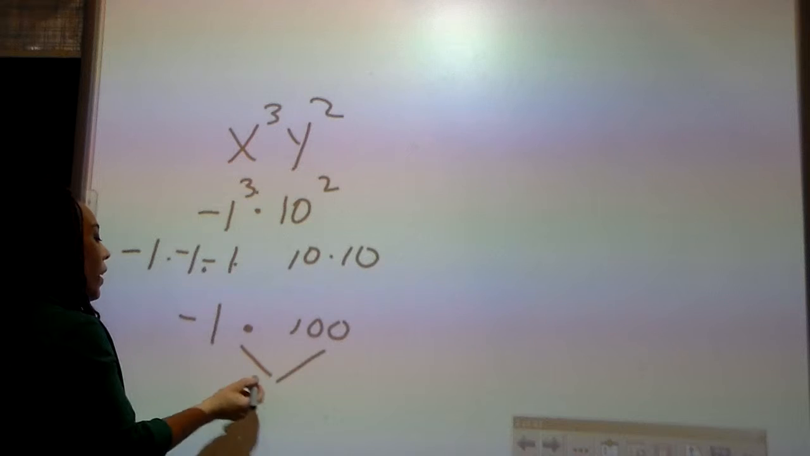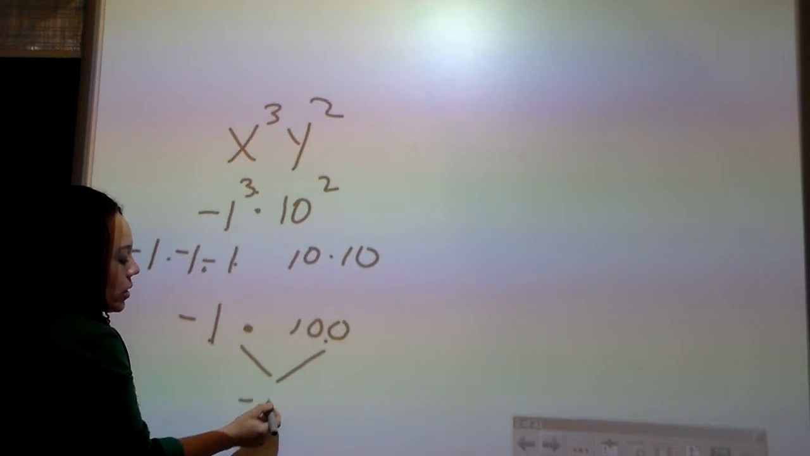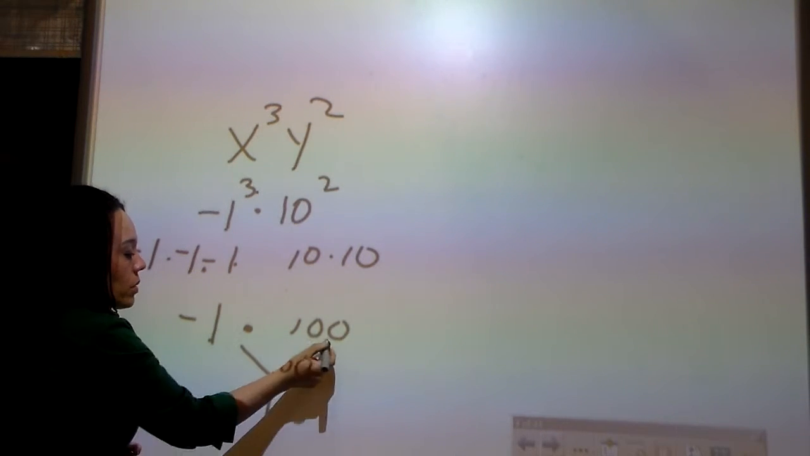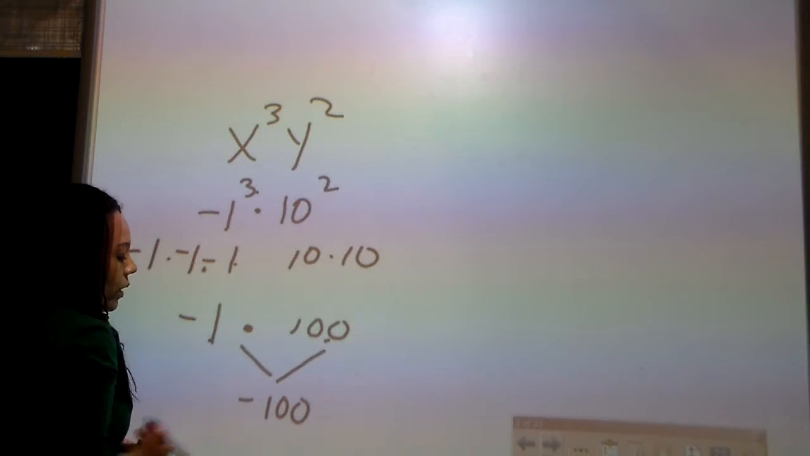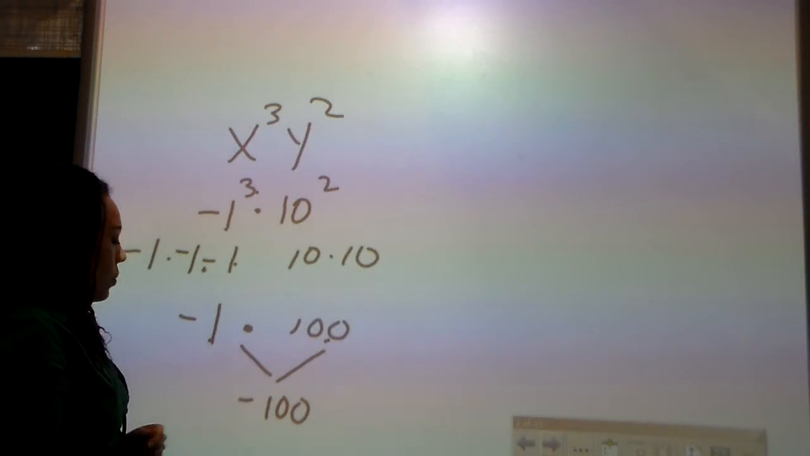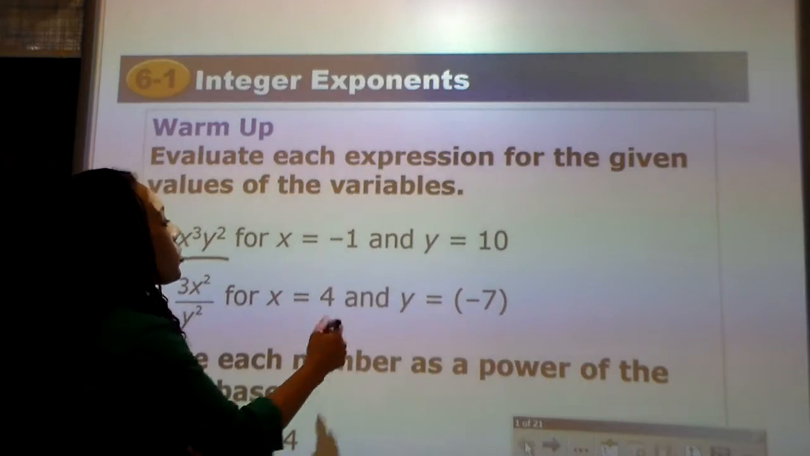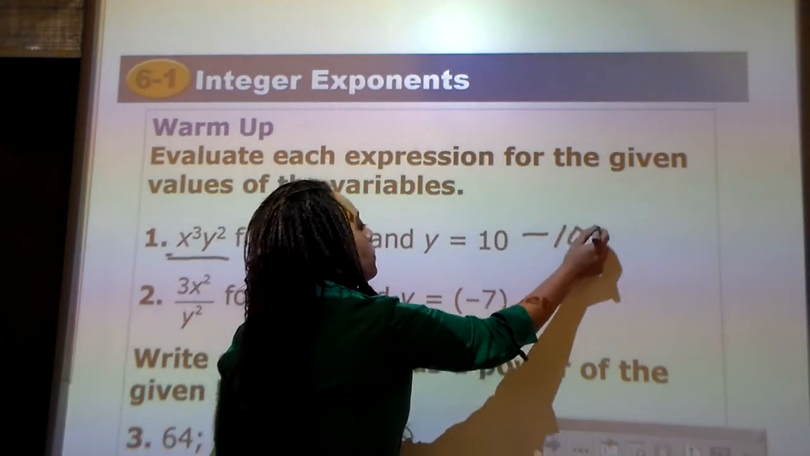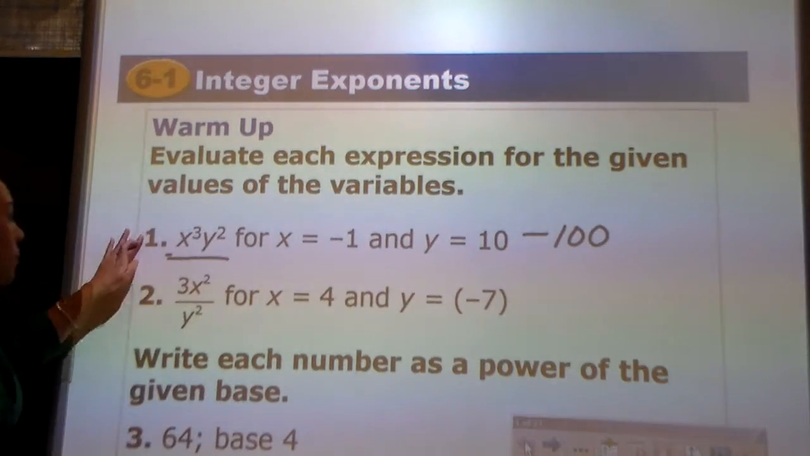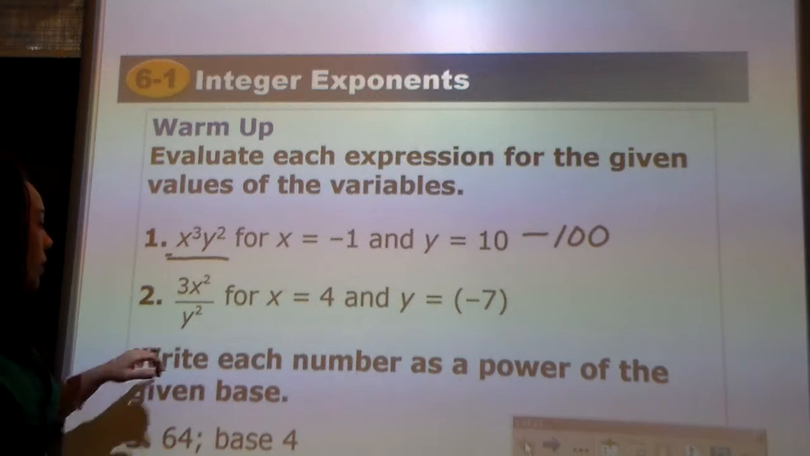Now I just want to simplify here. I have -1 times 100 is -100. 1 times anything is itself, and we keep that negative sign. So here we would see that -100 is our answer for example 1.